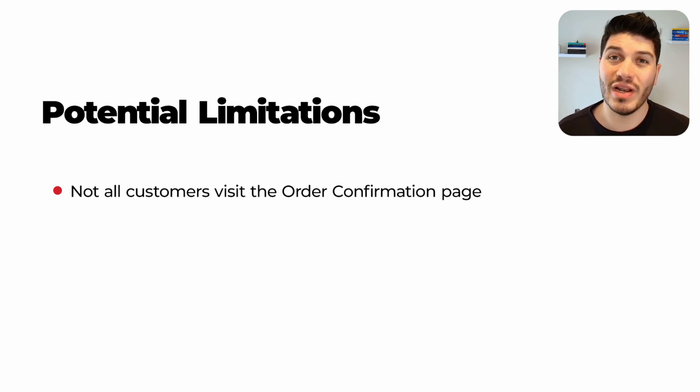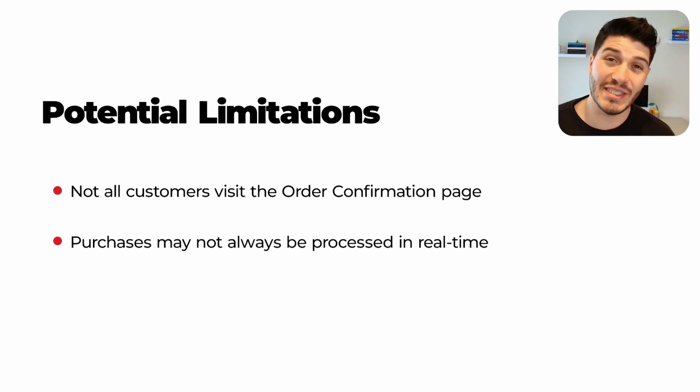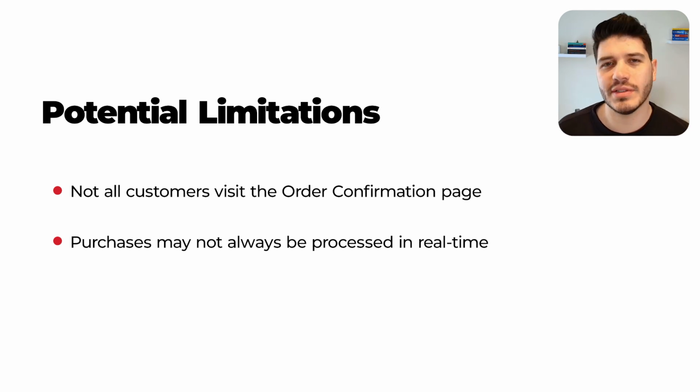This is especially relevant for those businesses or markets where a lot of customers would check out with a third-party payment gateway such as PayPal and might not return to visit the order confirmation page. One other potential limitation is that purchases may not always be processed in real time. There might be cases where fraud filters or other circumstances might delay the process of an order being approved, and hence this would affect your test results if you're using this tracking method.